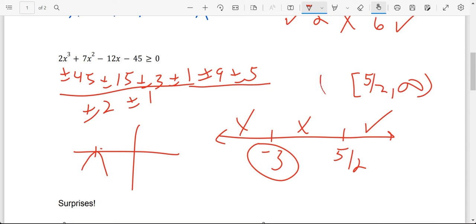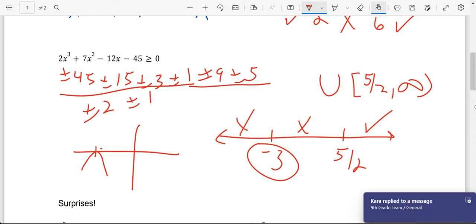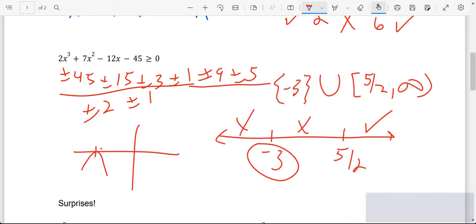So this is not our full answer right here. It's not just this. We need to include negative 3 in our answer, because negative 3 is going to make your inequality equal to 0, which is in fact greater than or equal to 0. So negative 3, just put a bracket around negative 3, and you'll be set.